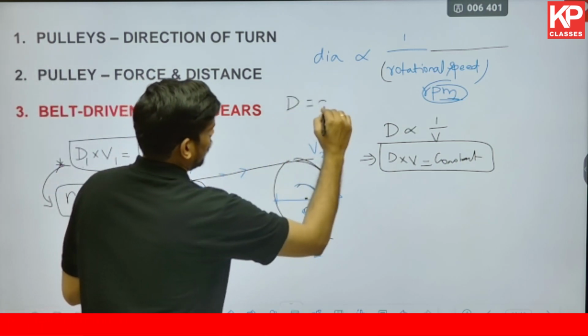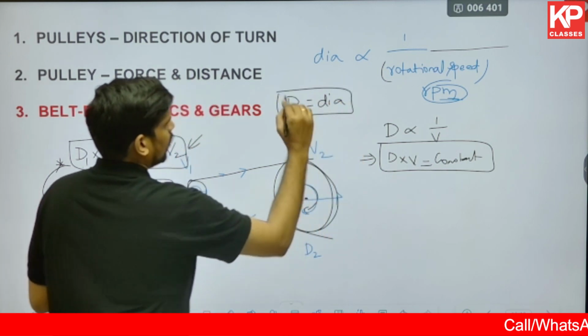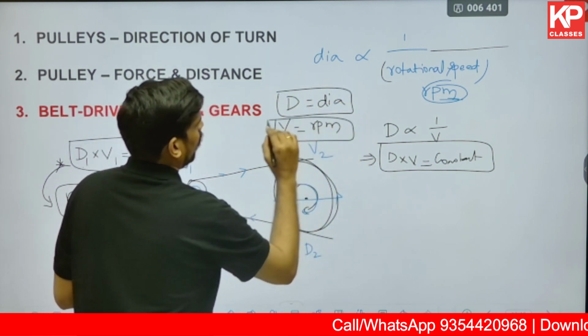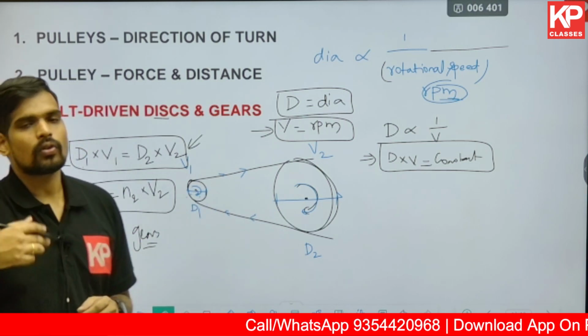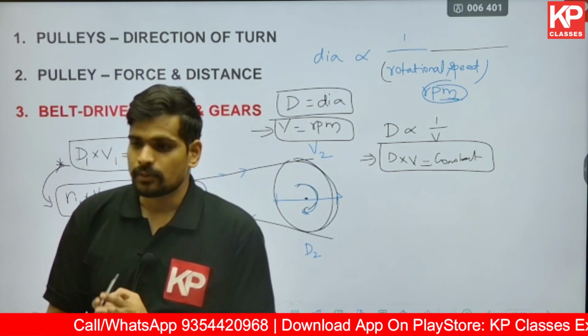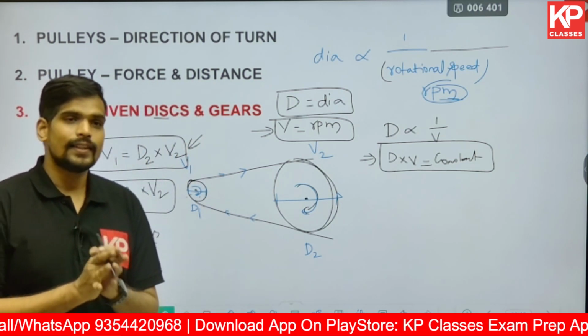What is d in all these? What is d1 and d2? That is the diameter of the disc. What is v1 and v2? That is basically the rotations per minute, or in other words, the rotational speed of the disc or the gear. So let us practice some questions on these models with respect to belt driven discs and gears.